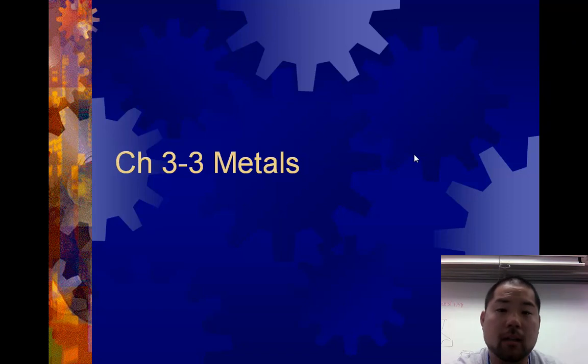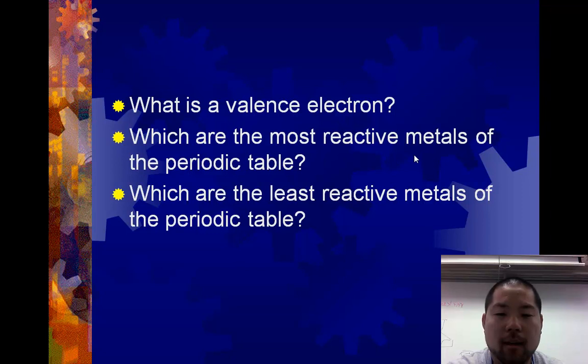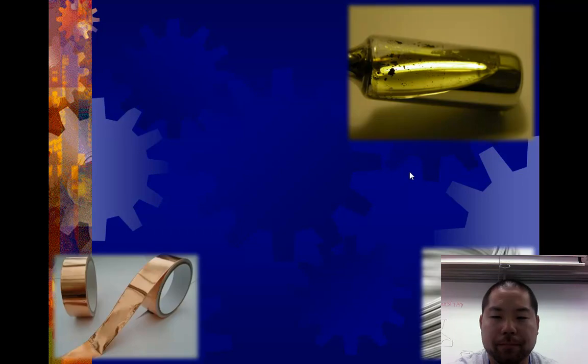Alright guys, we're talking about chapter 3, section 3, metals of the periodic table. Some questions to consider. What is a valence electron? Just to review that. Which are the most reactive metals of the periodic table? Which are the least reactive metals of the periodic table? Okay, so think of those questions as we go through these notes.